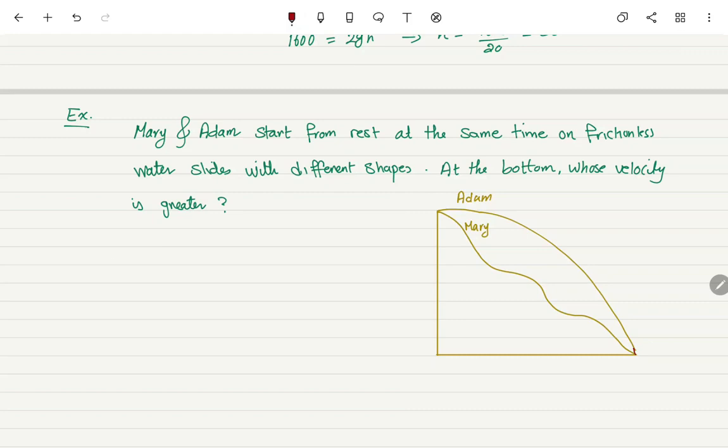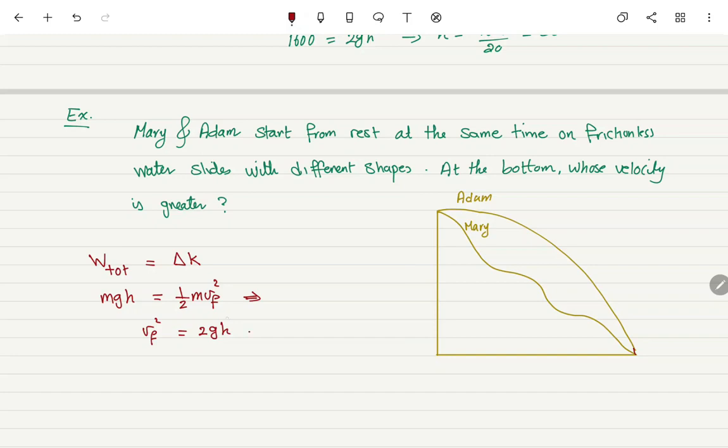Now, work total equals delta K. We have no friction, no external force, no spring, only gravity. So work from gravity equals mgh, which equals, since they start from rest, only the final kinetic energy, half m v final squared. In other words, v final squared equals 2gh.